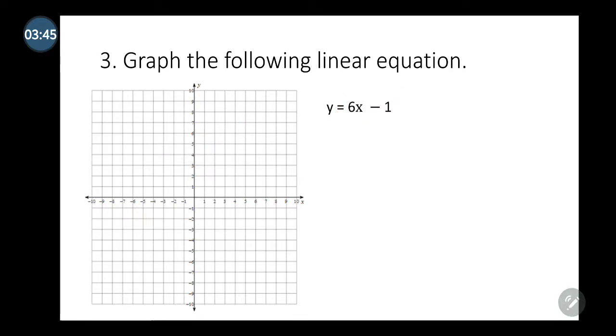Okay, let's look at number 3. Y equals 6x minus 1. We want to graph our y-intercept, which is negative 1. Then our slope is 6, but we're going to make it a fraction by putting it over 1. Since it's positive 6, that means I'm going to go up 6 and to the right 1. What if I wanted to graph another point below my y-intercept? Instead of going up 6 and to the right 1, I can go down 6 and to the left 1.